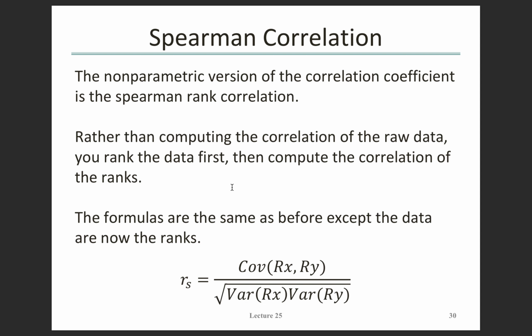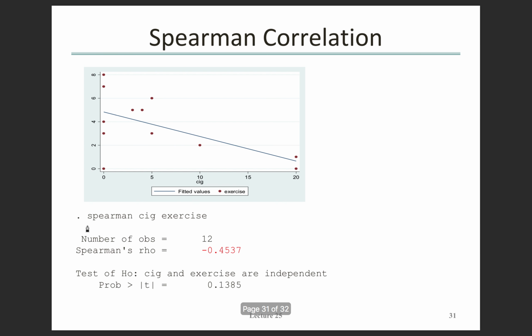Okay, so now we were talking about the correlation coefficient, right? That's in linear regression. So how about a non-parametric correlation coefficient? What is that? It is the Spearman rank correlation. So we have a set of non-parametric tests to parallel the parametric ones. It's kind of interesting, or really fun to know, that there is a correlation for non-parametric data. So rather than computing the correlation of the raw data, you rank the data first, then you compute the correlation of the ranks. So the formula is this one.